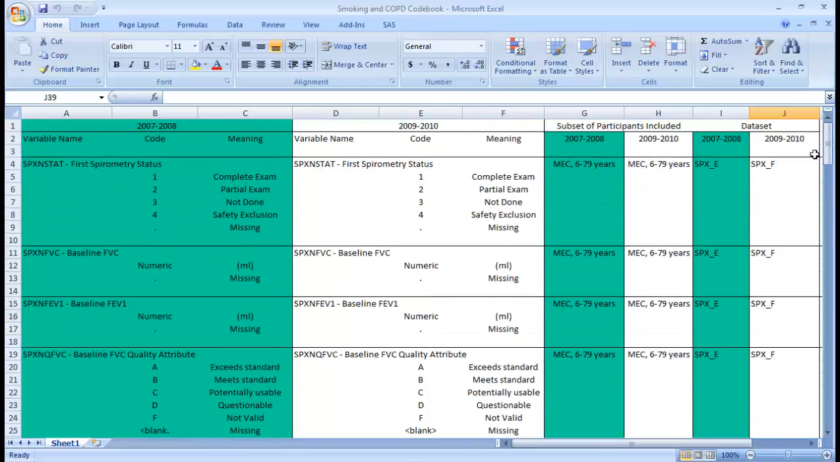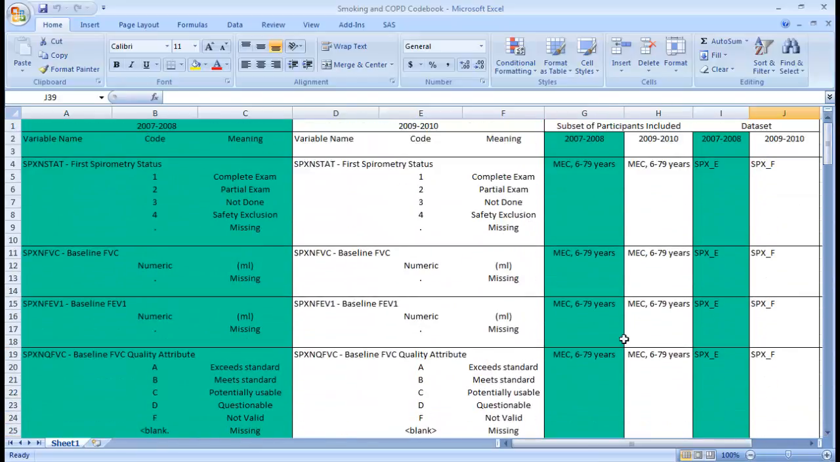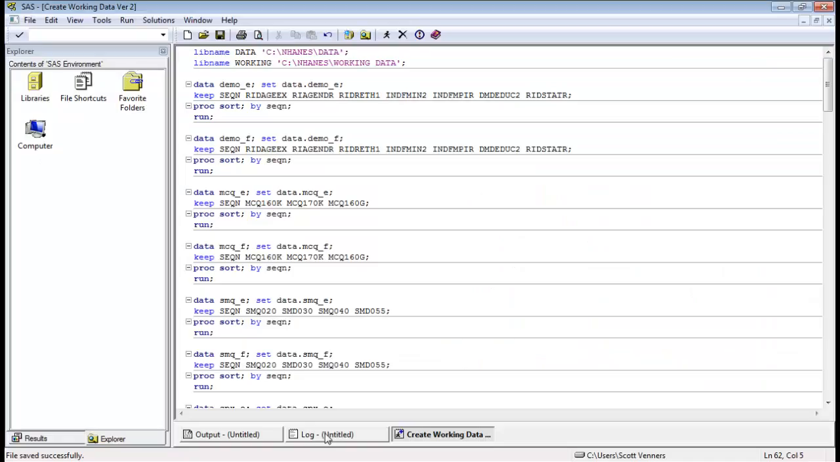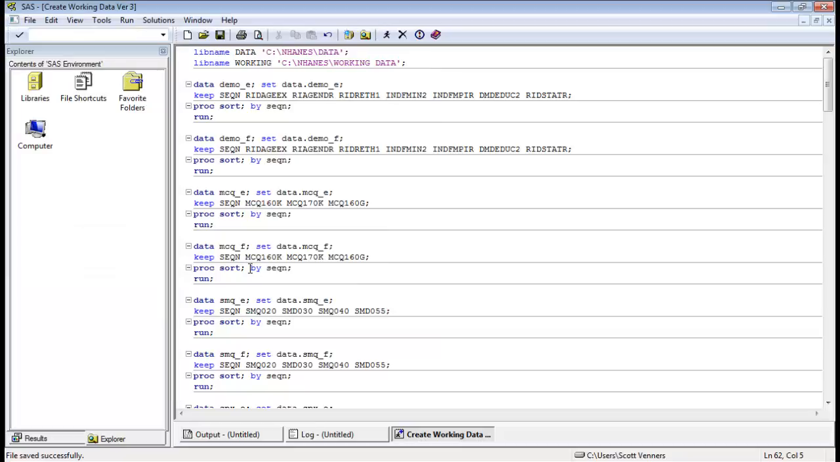So let's look at how I'm going to handle preparing my data, given the fact that the smallest group that I have are the individuals who went to the Mobile Examination Center. Here I am in SAS again, looking at my create working data SAS code. The first thing that I'm going to do is save this as a new version number, because I'm going to change things here, and if I mess things up, I want to be able to get back to where I was before.